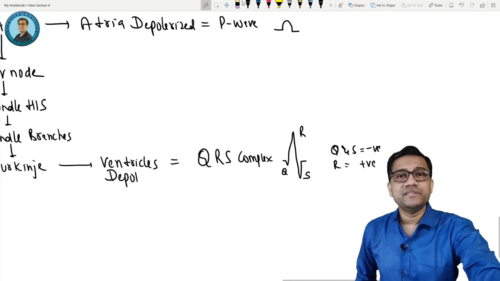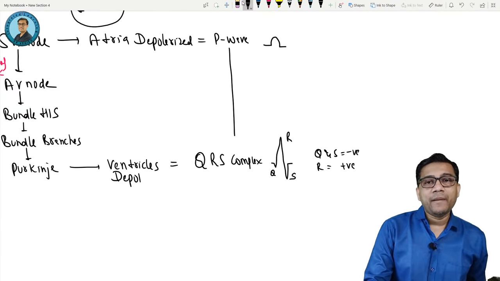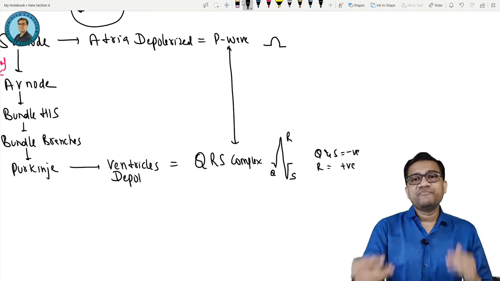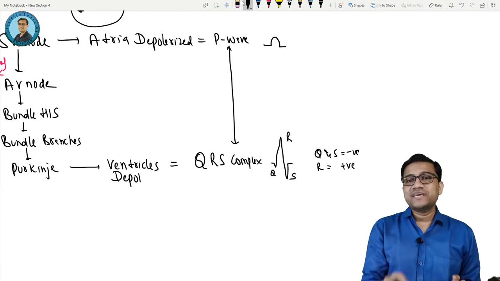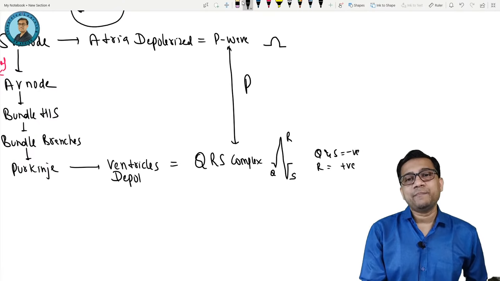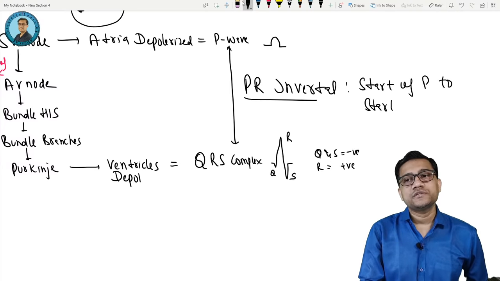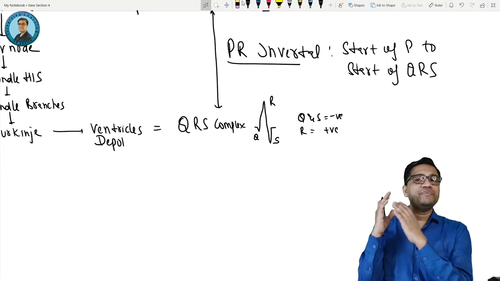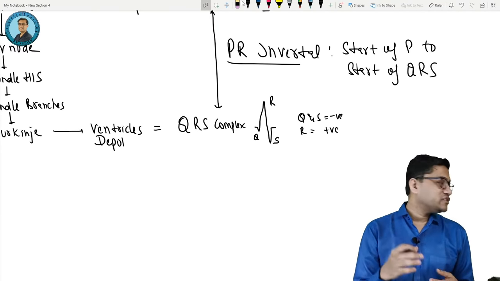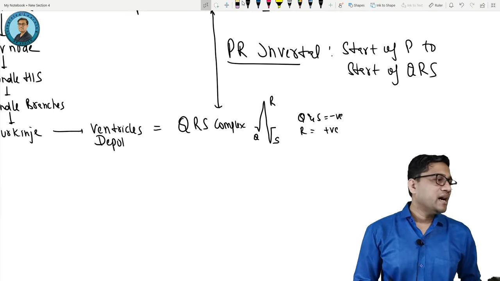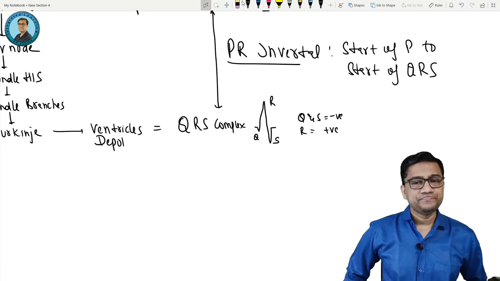Now here comes the question. There must be a gap between the start of the P wave and the QRS. This gap between the two is called the PR interval. So what is the PR interval? It is from the start of P to the start of QRS. So the start of the P wave to the start of QRS is which interval? It is the PR interval. Easy.